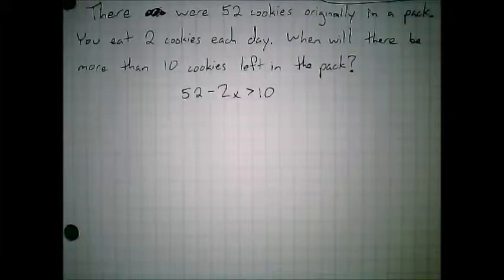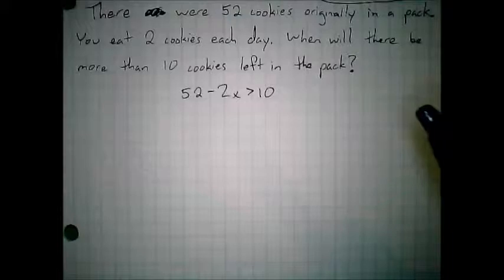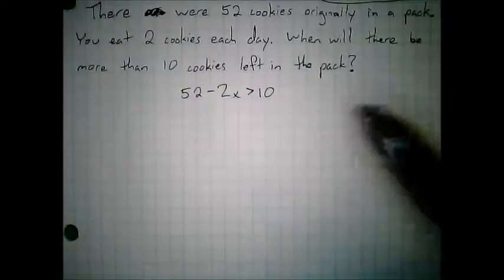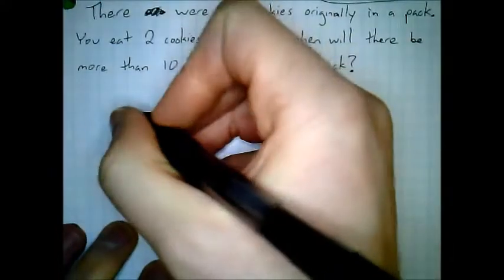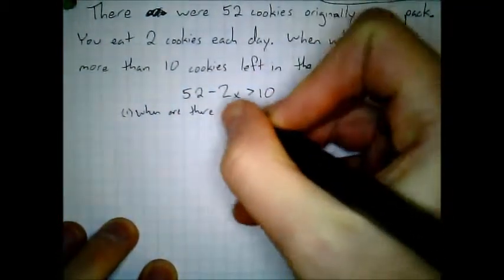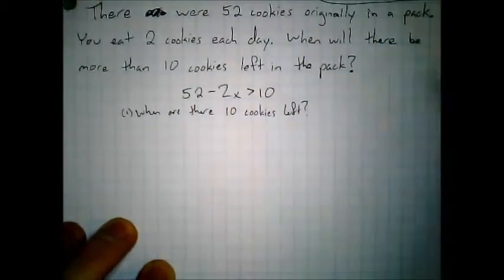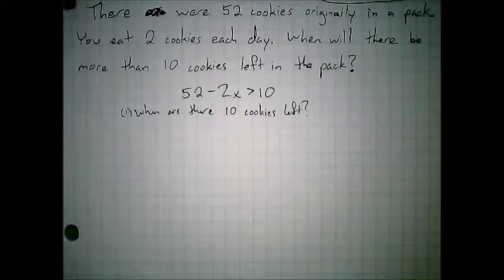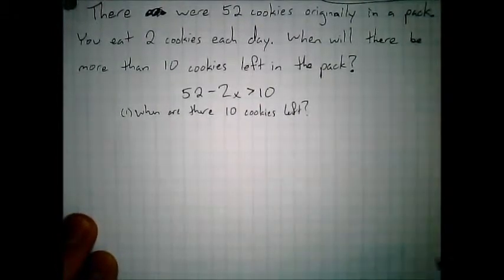We could probably solve a lot of these problems intuitively, but the reason why we want to start writing our inequalities is because when we get to problems that aren't word problems and we can't solve intuitively, we have to understand how to work through the more algebraic examples. So again, we want to first figure out when there are 10 cookies left. Like before, when we wanted to know when the tree was 77 feet, we want to know now, when will there be exactly 10 cookies left?